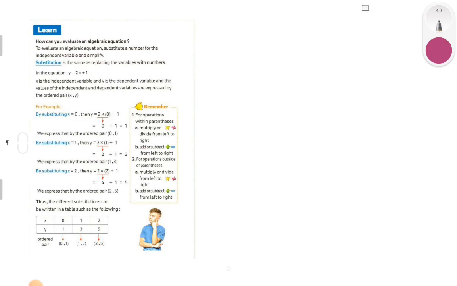Okay, now first to learn, we have some question here. How can you evaluate an algebraic equation? What is the meaning of evaluate? Evaluate an equation, that's mean to find the value.